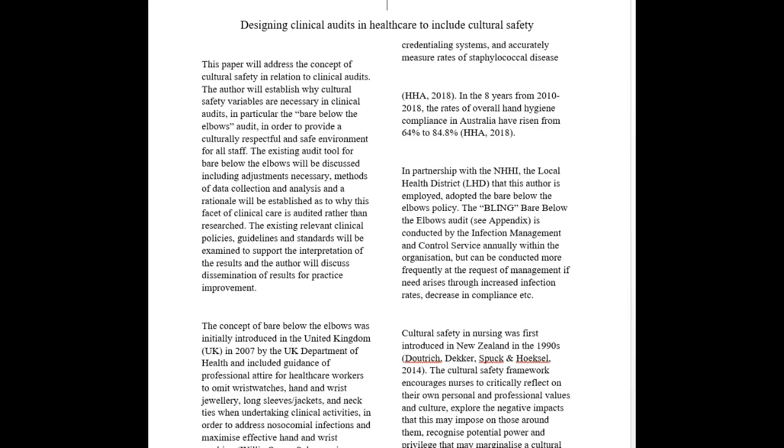Hi everyone, I'm going to talk today about an example of the clinical audit that you need to put together that includes the cultural safety element that is in this course as well. So I want to show you an older example of a student who had done the assignment and had done very well with this.